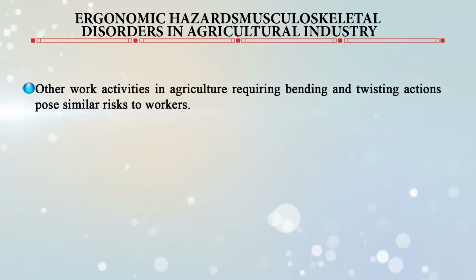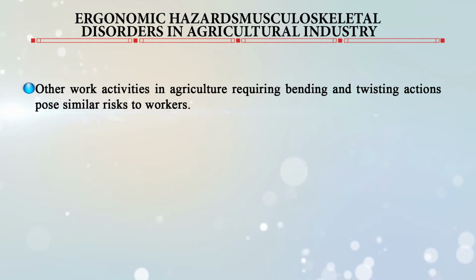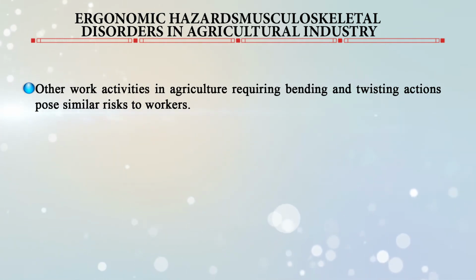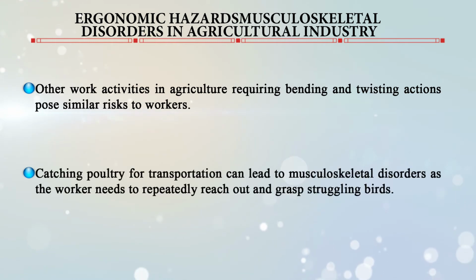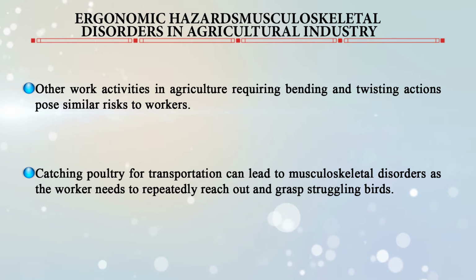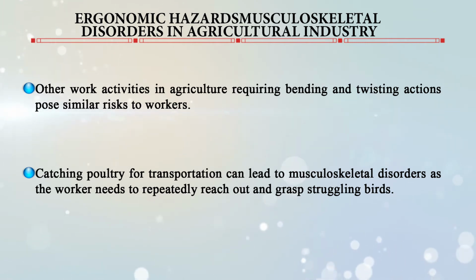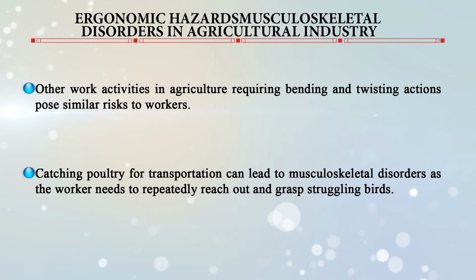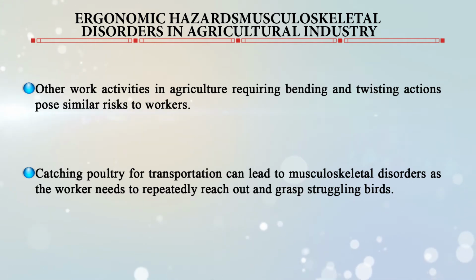Other work activities in agriculture again require bending and twisting actions, and they also pose a similar risk to the workers. Catching poultry for transportation can lead to musculoskeletal disorders, because a worker needs to reach the struggling birds, because the birds are being put into captivity. So this is also another problem. Now that was all related to ergonomic and musculoskeletal disorders.